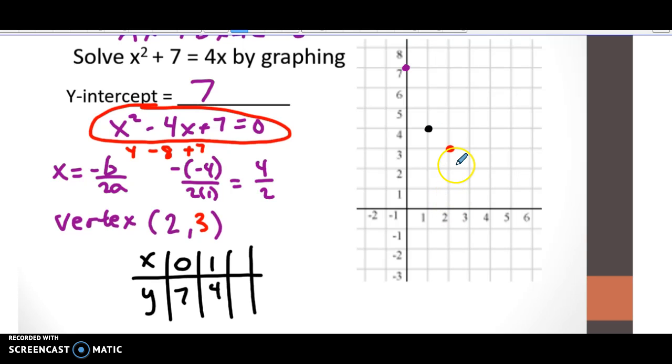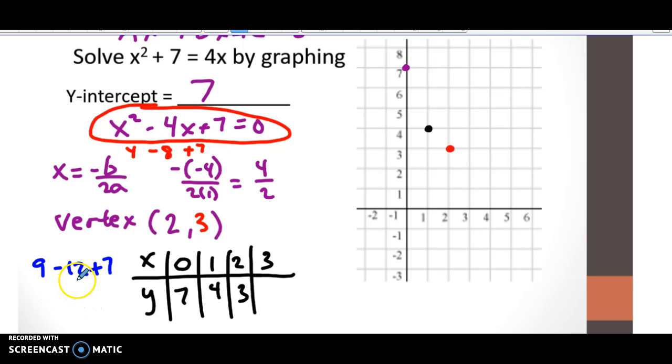If I put 2 into my equation, then I should get out a 3. 2 squared is 4, minus 4 times 2, which is 8, plus 7, we've already done. So we know that this point is 3. So let's test when x equals 3. If I put 3 in for x, 3 squared is 9, minus 4 times 3 is 12, and then plus 7.